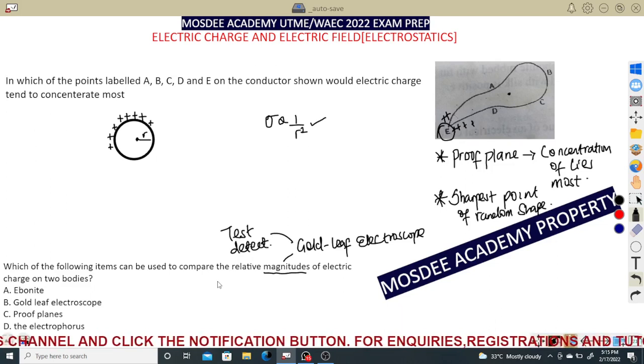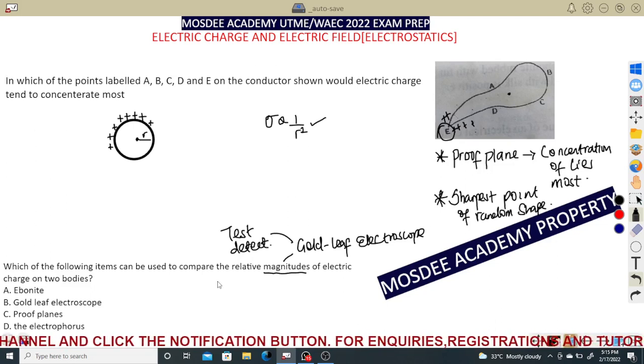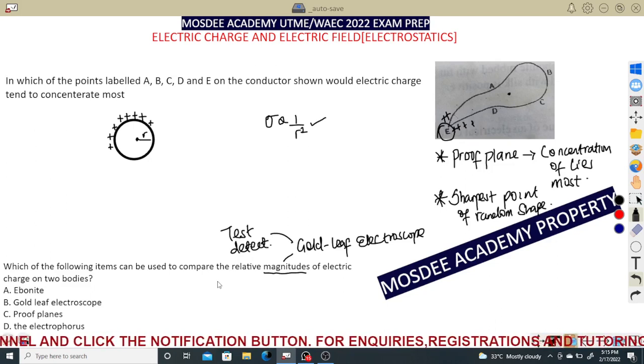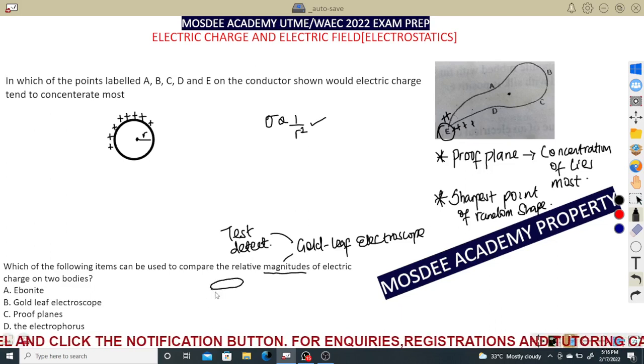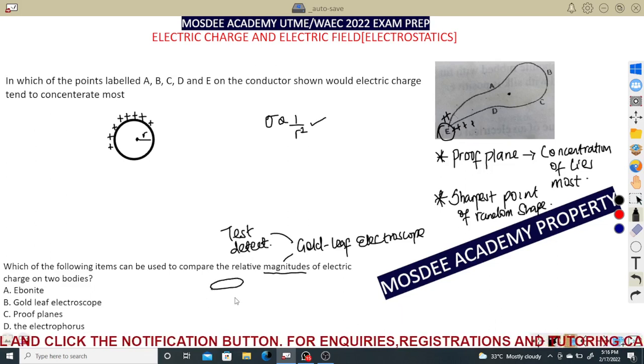Now, whenever a rod or a particular charged body, a conductor, is brought near an insulator, there will be a distribution of charge. We've talked about that. The leaf is always made of gold or aluminum because you need something that can easily diverge and converge. So aluminum can also be used as the leaf of a gold leaf electroscope. In your junior classes, you all know how a gold leaf electroscope looks. And if you don't know, you can watch.